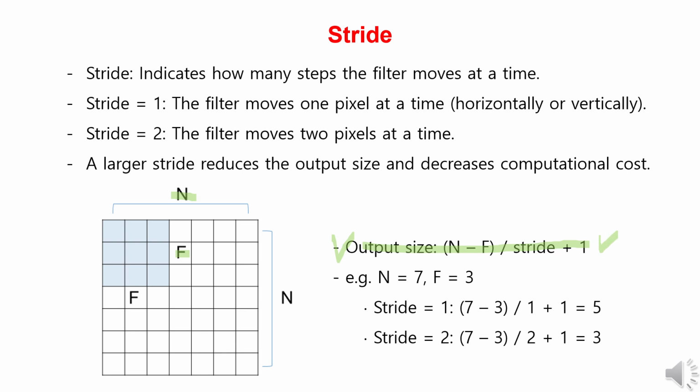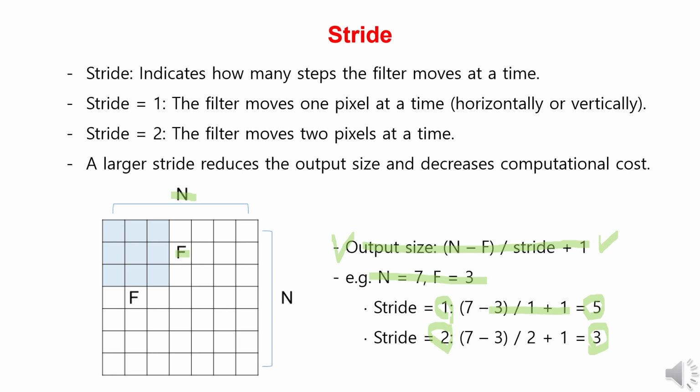Let's walk through a quick example. If your input image is size 7 and your filter size is 3, when the stride is 1, the output size is equal to 5. When the stride is 2, the size is 3. As you can see, the larger the stride, the smaller the output becomes. That means less computation, but also lower resolution in the resulting feature map.